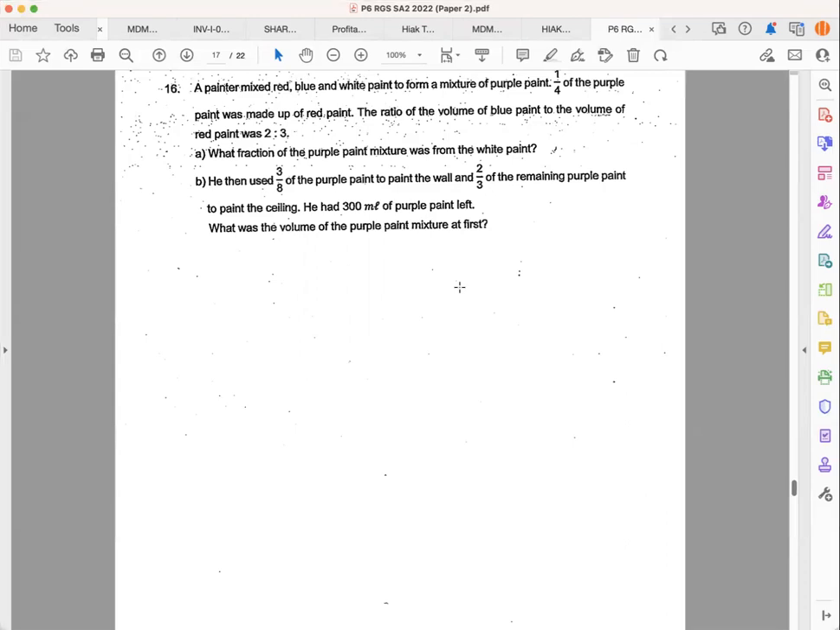One quarter of the purple paint was made up of red paint. So first, the paint is made of red, blue, and white. So the purple paint is made of 3 colors: red, blue, and white. So 1/4 of the purple paint, 1:4. 1/4 is red, and then 4 is the purple. Because there are 2 other colors, blue and white, that will be the other 3/4 of the paint that makes up the purple paint.